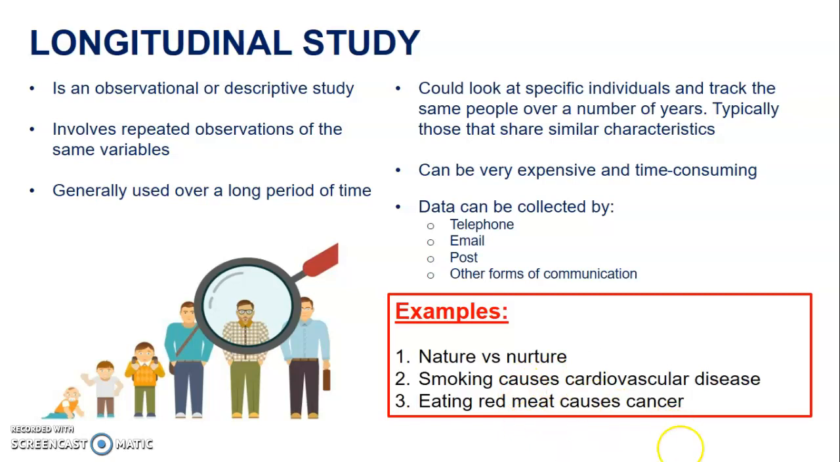You can look at smoking and the cause of cardiovascular diseases, or maybe eating red meat, whether that affects the potential of cancer. So again, by following these people for a very long period of time, you could find out that, let's say, out of 1,000 people, a large percentage of those people ended up getting cardiovascular diseases or cancers. But from that data, you might find out, well, actually, a lot of these people that got cardiovascular diseases were actually smokers, and this is where you start to make these conclusions.